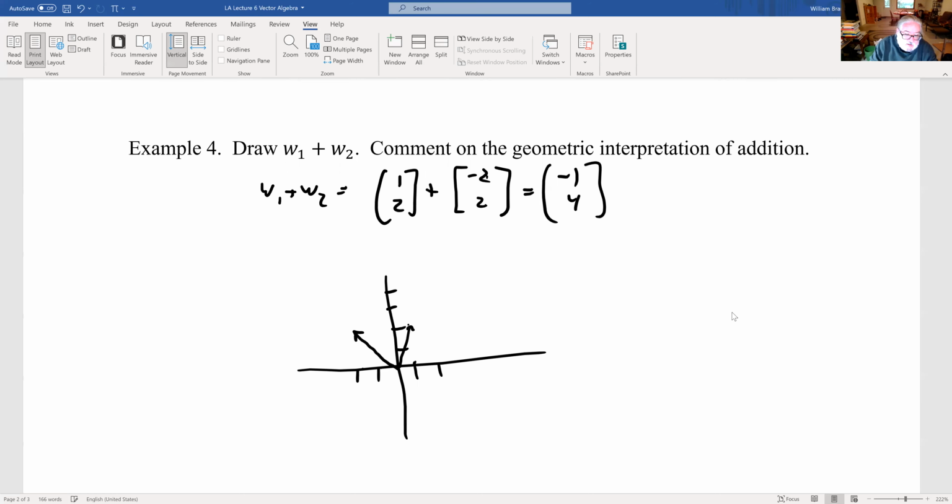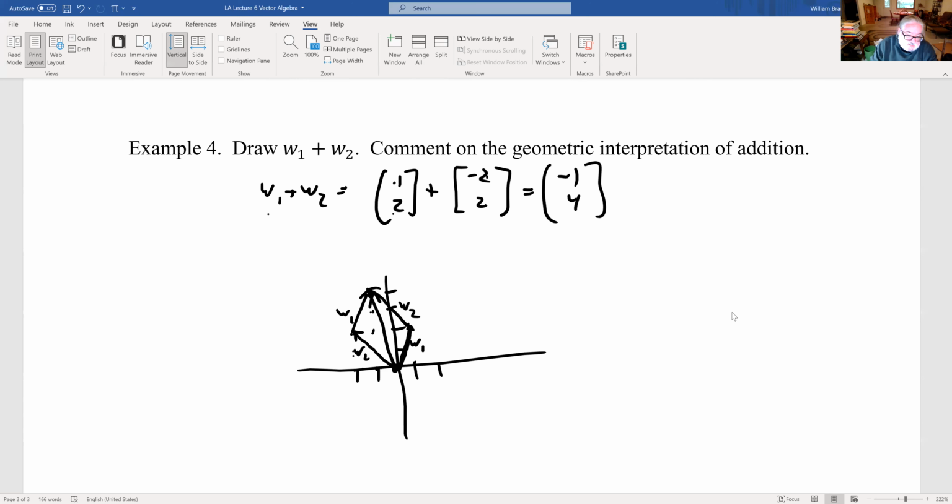So W1 plus W2: if I take W1, 1 unit to the right and 2 units up, and then W2, 2 units to the left and 2 units up. W2 technically has its tail at the origin, but if we slid that up to here, we get W2 up there. W2 is 2 units to the left and then 2 units up. W1 is 1 unit to the right and 2 units up. And so that gives me there. So the addition is that vector.